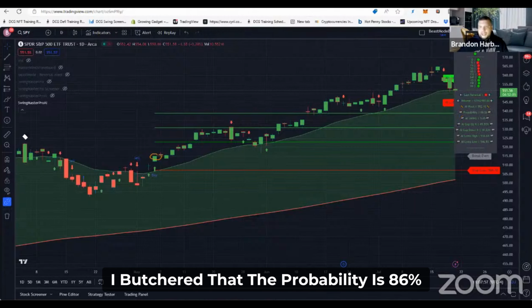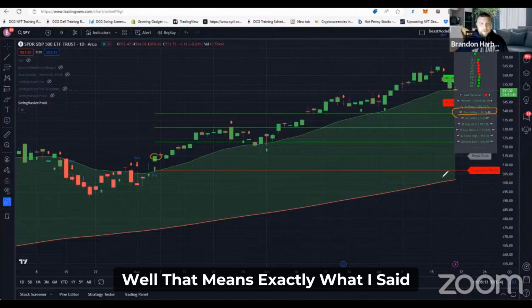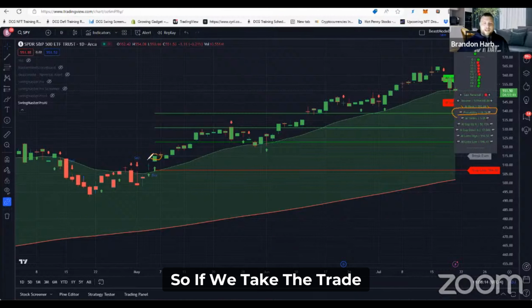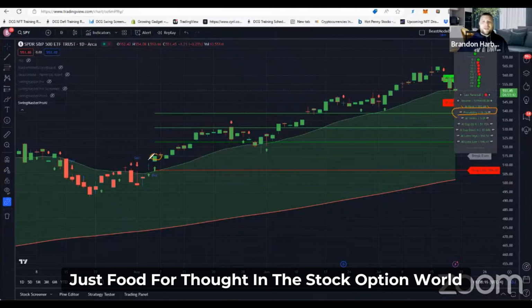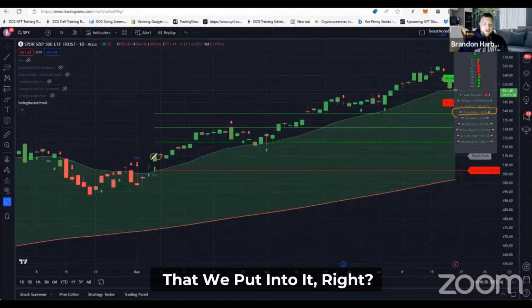That means, over a certain period of time, not days, not weeks, but months and years, we have a probability of 86% to go in our favor. What does that mean? Well, that means exactly what I said. So if we take the trade, just food for thought, in the stock option world, we can only lose 100% of the trade that we put into it, right?